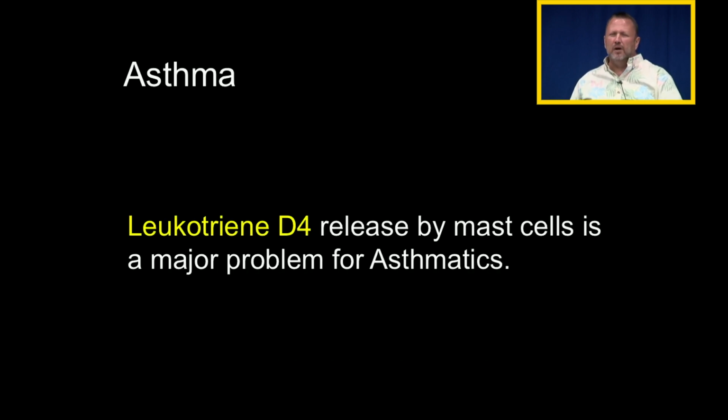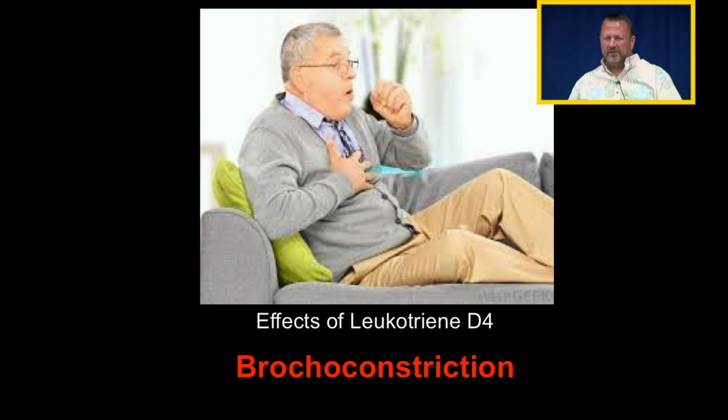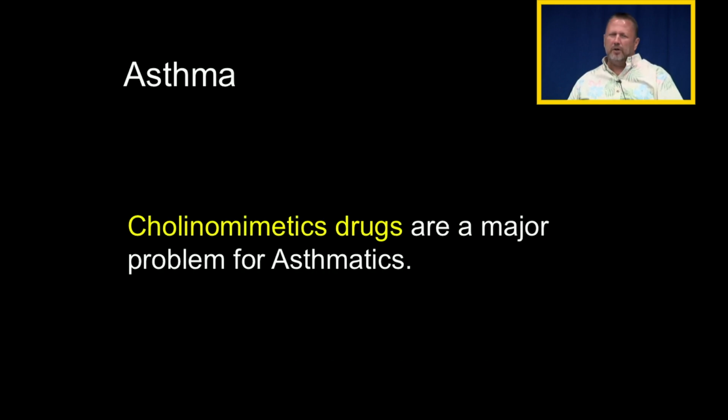Leukotriene D4 is also released by the mast cells and creates a major problem for asthmatics because it sets off this inflammatory cascade, and that clinical manifestation is bronchoconstriction, coughing. All right, cholinergic drugs, drugs that mimic acetylcholine, are a major problem for asthmatics.